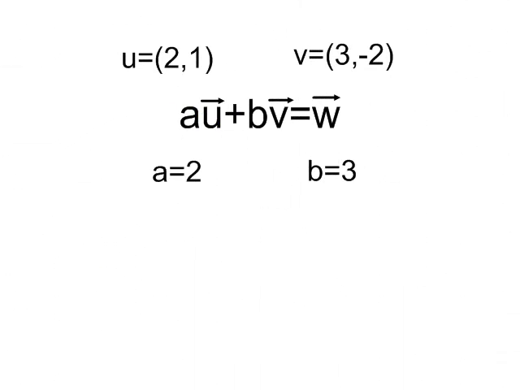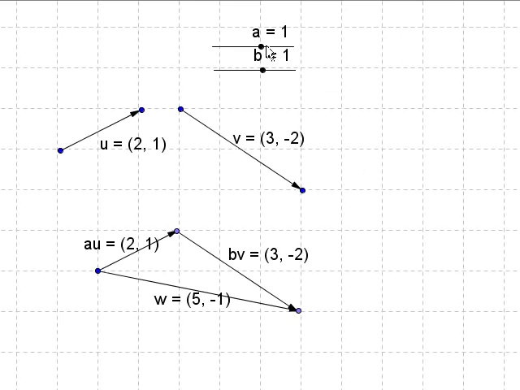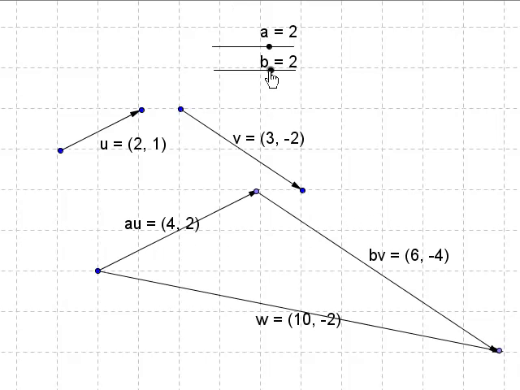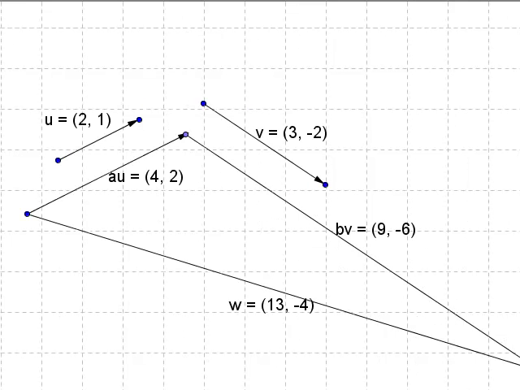Now you've already looked at au plus bv being equal to w when a and b had different values. Geometrically, this is what it looks like when a is 2. So in this case, I can just move my slider and see what happens geometrically. And when b is 3, I wind up with a resultant that's (13, -4). Fairly easy to look at geometrically.